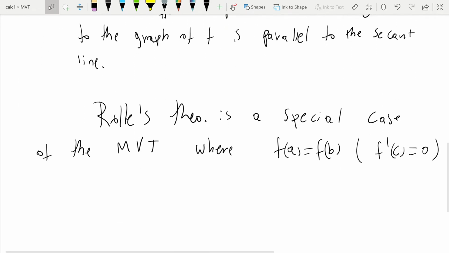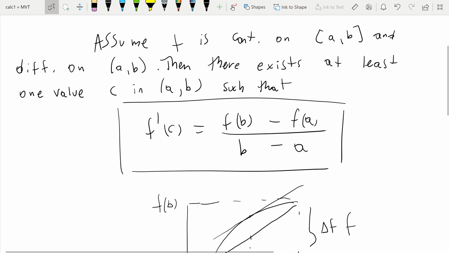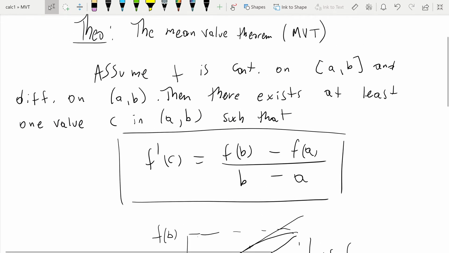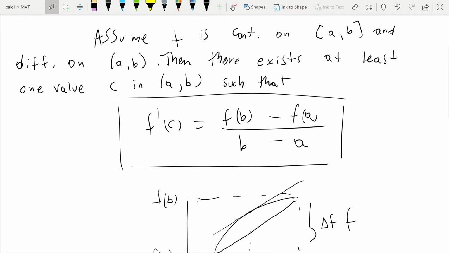Okay, so if you look at this formula, what Rolle's theorem tells you is that if the values of f at b and at a are the same, then there's a point in between a and b at which the derivative vanishes. By virtue of this, f of b minus f of a will be equal to 0, so there's a point c where f prime is equal to 0.